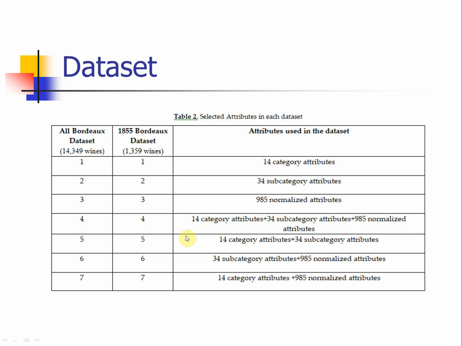Then we try to see some combinations. If we only put category as well as subcategory together, how does that perform? If we combine subcategory with normalized attributes, how does it do? And if we combine category and normalized attributes, how do they perform? So we have all 7 different kinds of data sets. Basically, the number of attributes is different for each, and we try to see how they perform.